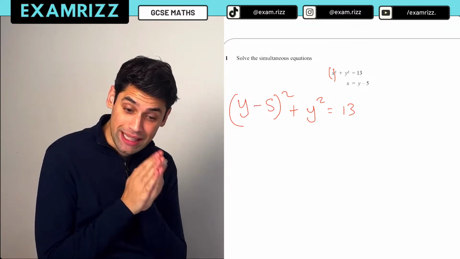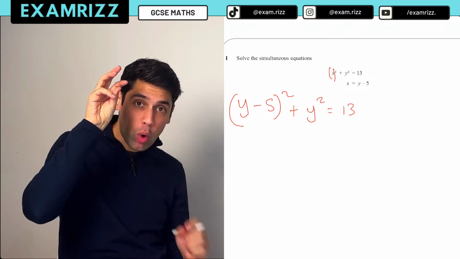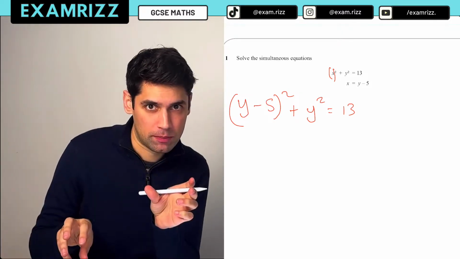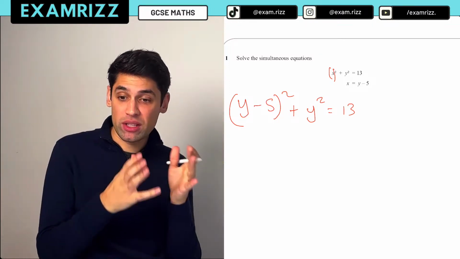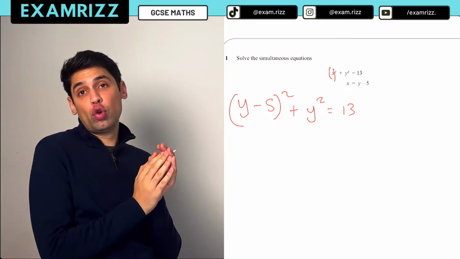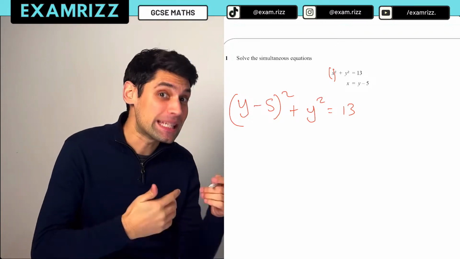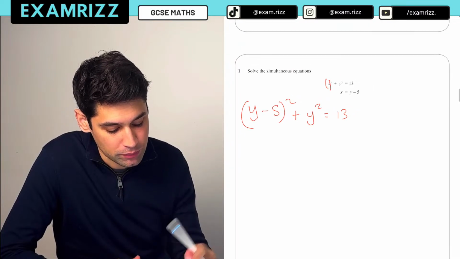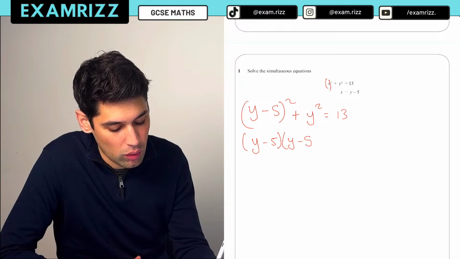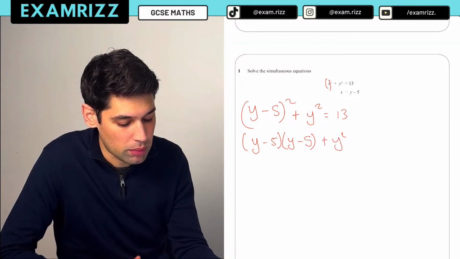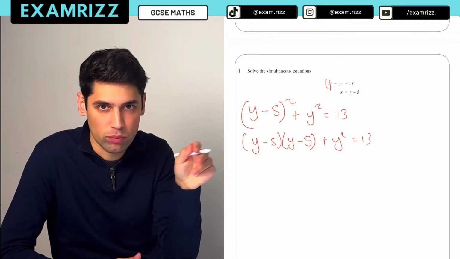Now, hopefully you've understood exactly what we've done so far. All we've done is replace the x on the top line by what we're told x is equal to. Now, the next step, when you have a bracket squared, a bracket with a sum in it that's squared, what I want you to do is write that bracket out next to itself. Because that's what squared means. It means multiplied by itself. So y minus 5 squared means y minus 5 times y minus 5. Then plus y squared equals 13. So we're just writing out that bracket squared into 2 brackets next to each other.